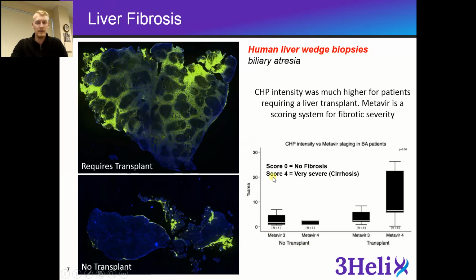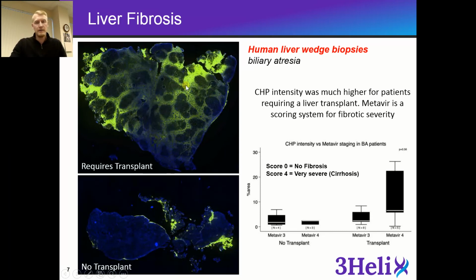These two scores, the patients did not require a transplant, and you can see there's very little CHP signaling. However, in patients that did require a liver transplant even after the surgery, you can see much higher levels of CHP intensity, indicating that there is still a lot of fibrotic tissue in the liver.